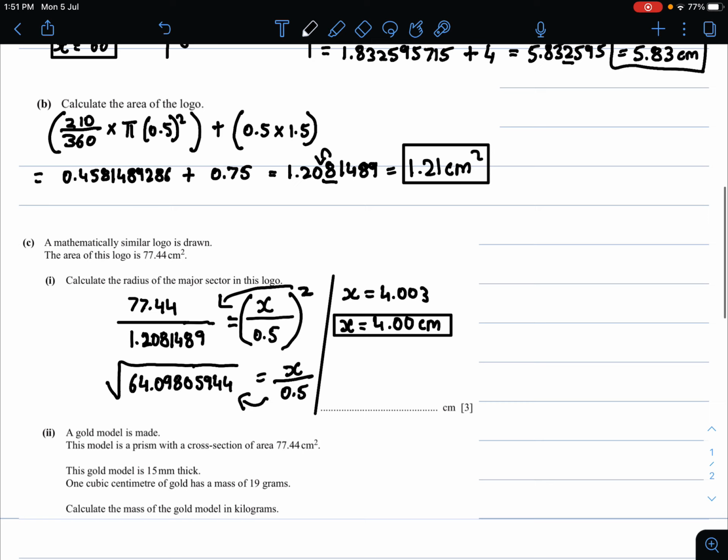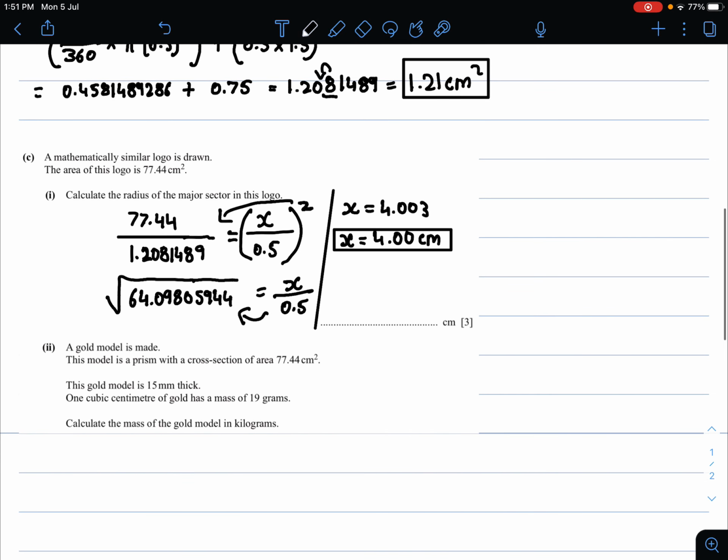Now let's move on to part C2. A golden model is made. This model is a prism with a cross section of area 77.44 centimeters square. This gold model is 15 millimeters thick. So first let's get into the same unit as centimeters. So that would be divided by 10, so multiplied by 1.5, because then we would get the volume of the shape.